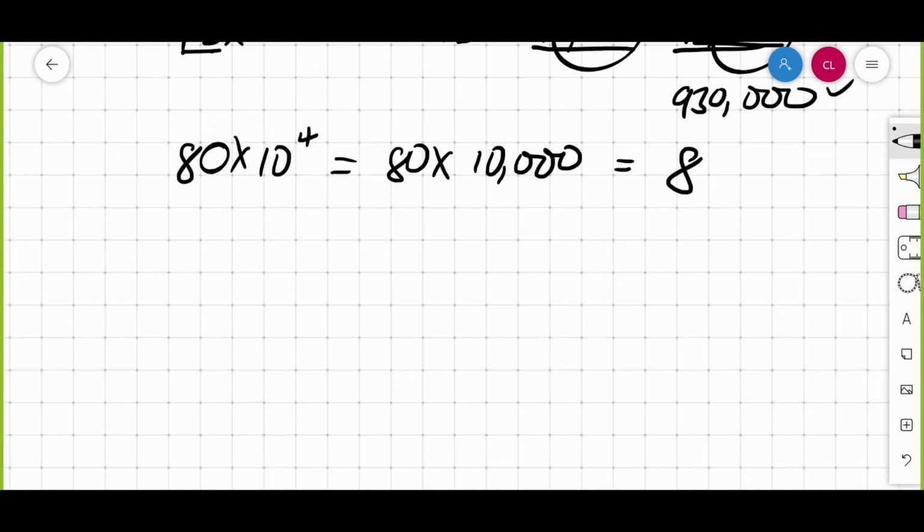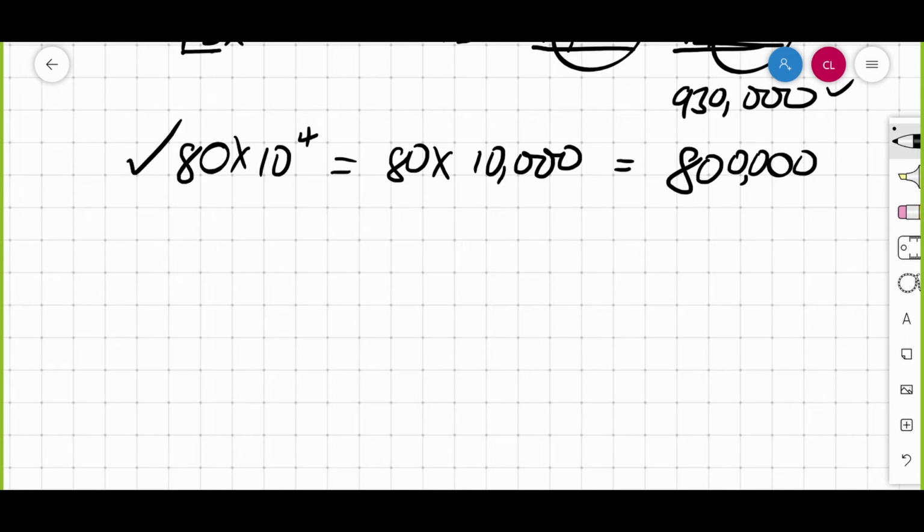800,000. So we have the 8. We have this 0 here. And then we have 1, 2, 3, 4 more that we're going to put on it. So we end up with 800,000. So this one would be correct.